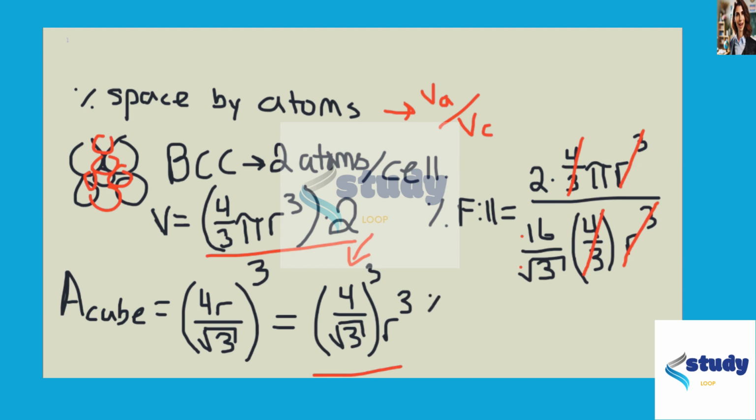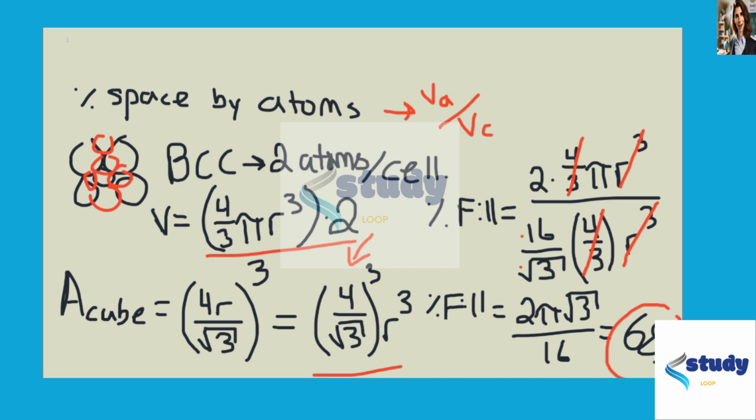So now if we do our percent filled calculation using 2 pi square root of 3 divided by 16, this is where we get our classic percent filling in a body-centered cubic cell of 68%.